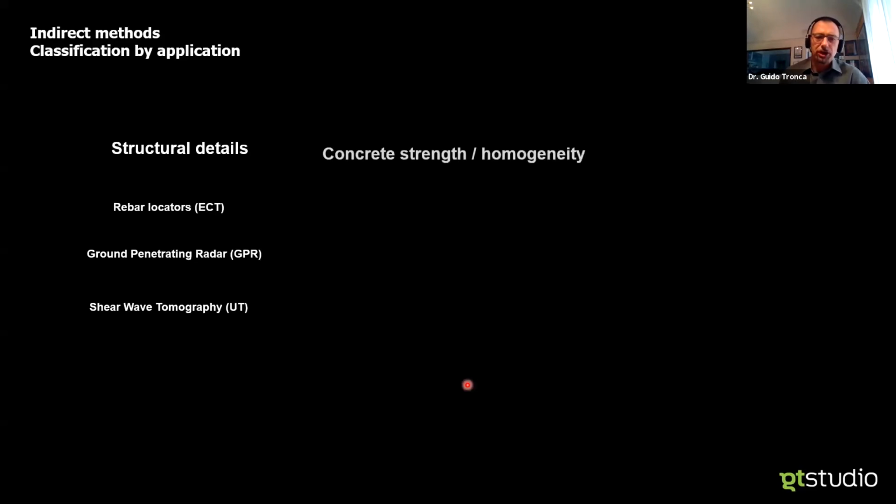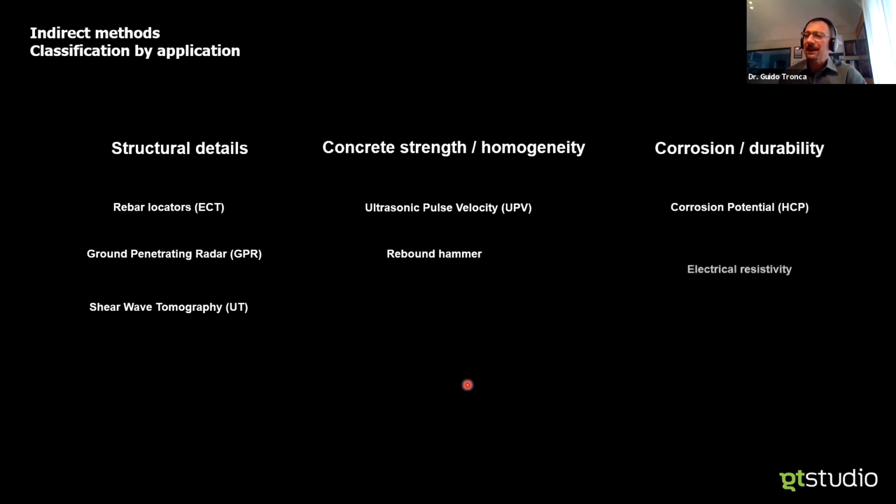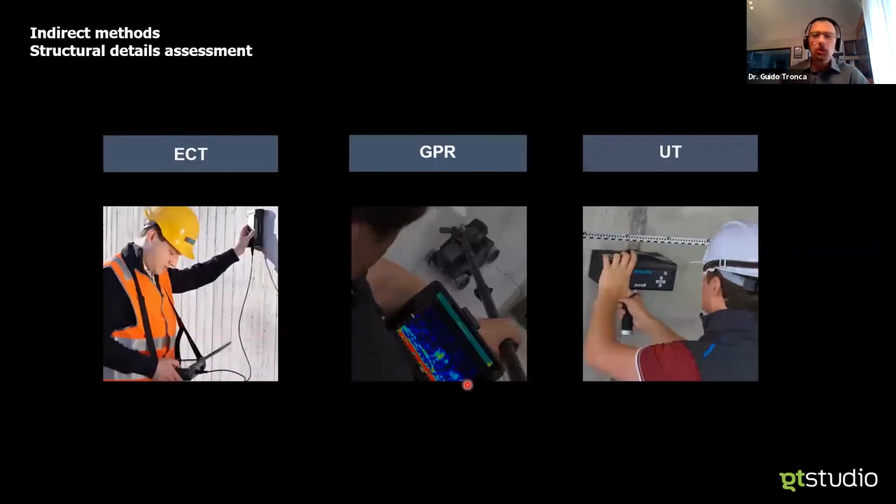So we'll be talking about the rebar location, ground penetrating radar, and shear wave tomography for structural details. Then I picked the two most important ones at global level for concrete strength, which are hammer testing and ultrasonic pulse velocity, and some mention of the electrical method for the corrosion. So let's start with the imaging technique, structural detail assessment.